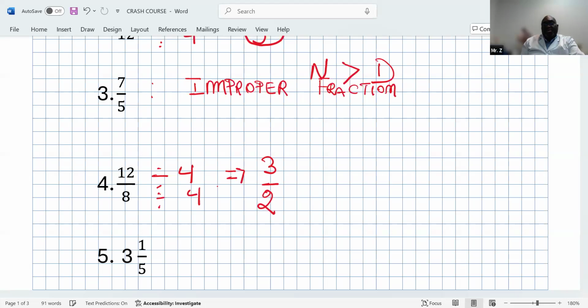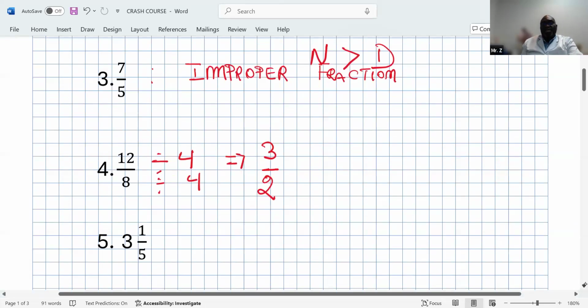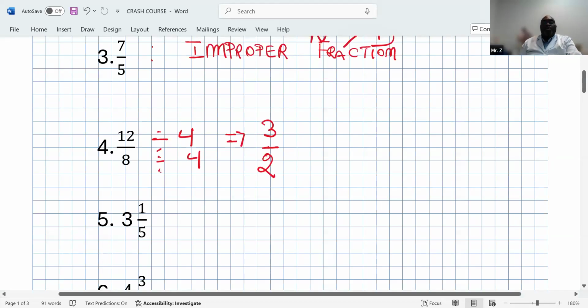This is an improper fraction, all right? 7 over 5 is an improper fraction. But an improper fraction, you cannot leave it like this. You have to convert your improper fraction to a mixed number. So number 5 is a case of a mixed number. So which one do we call a mixed number?